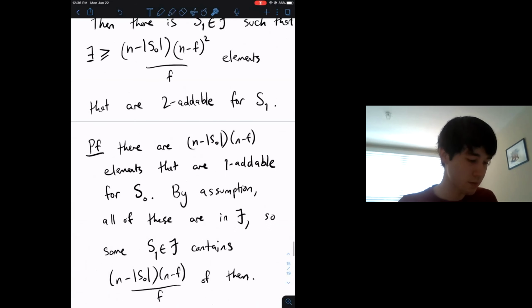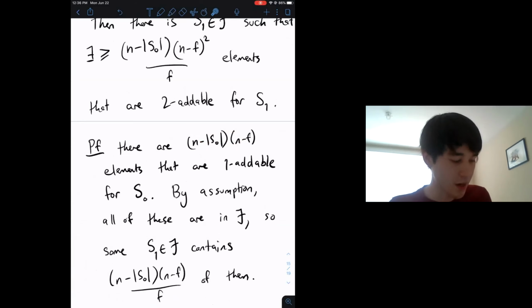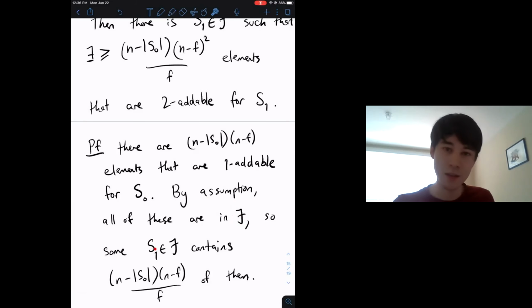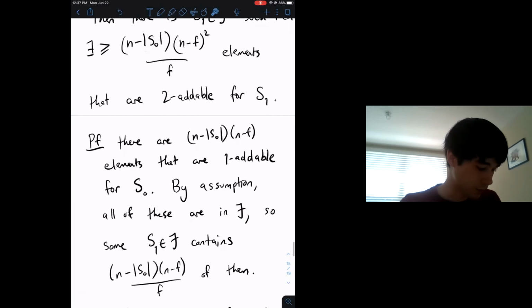Okay, so first, let's apply fact one and observe that there are this many elements, (n minus s naught) times (n minus f) elements, which are one-outable for S0, meaning I could swap something to add something. So we're assuming that all of these lie back in the family, which means that there is some rainbow independent set in the family which contains at least an f fraction of these elements, just because there's f rainbow independent sets, and by the pigeonhole principle, some individual rainbow independent set needs to contain an f fraction of them. Okay, so that is true.